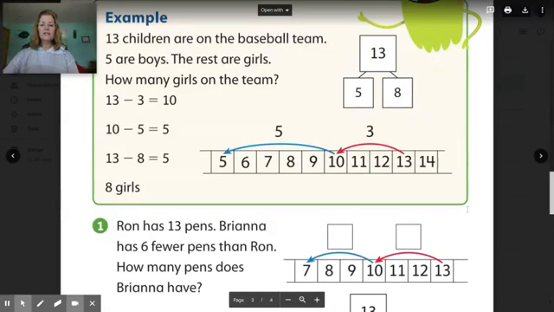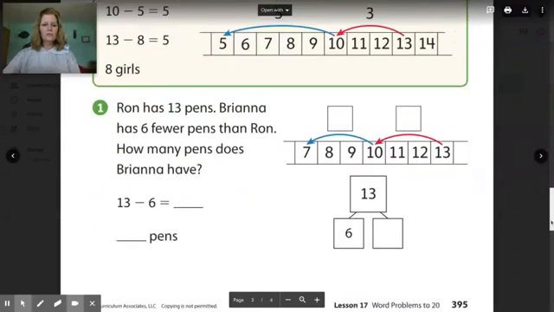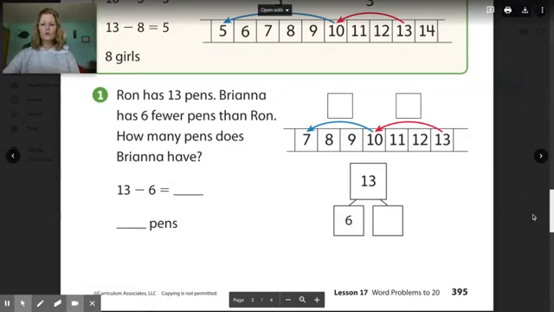But let's do this. Let's read through the problems together so that you actually know what they say. So let's scroll down to number 1. We're going to read it together and then I'll let you work it.